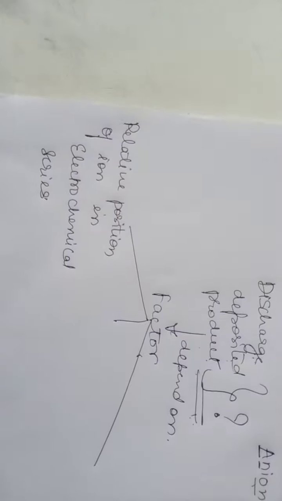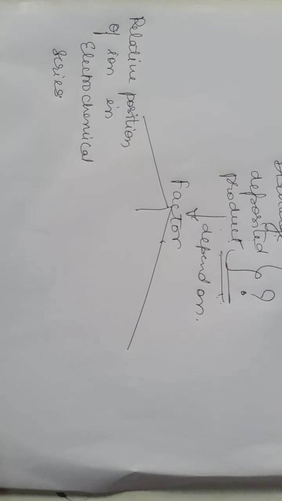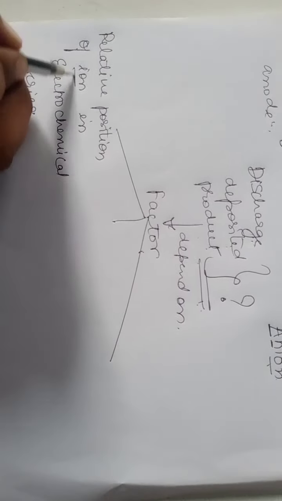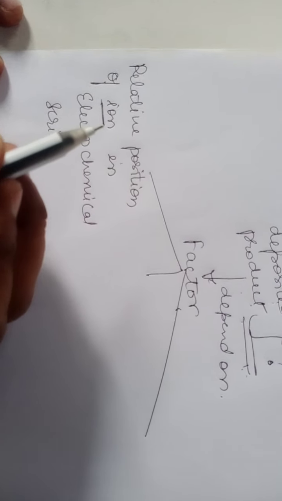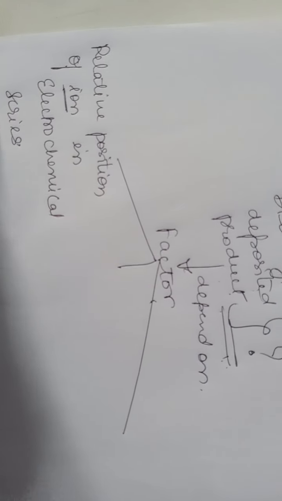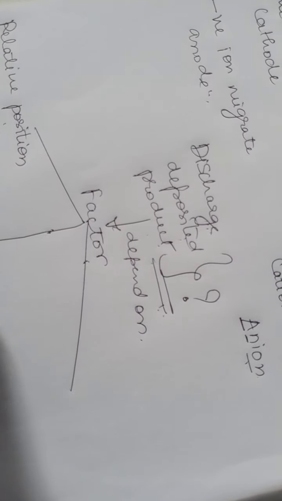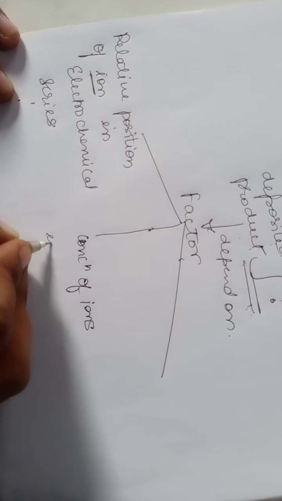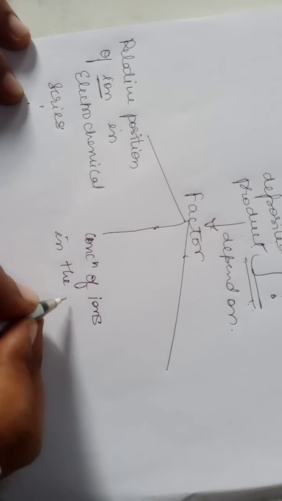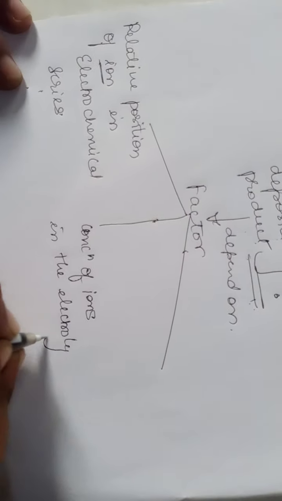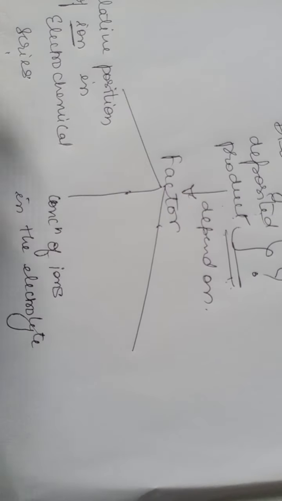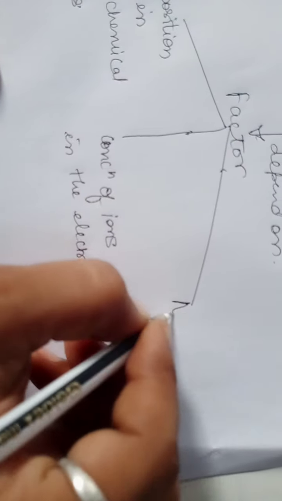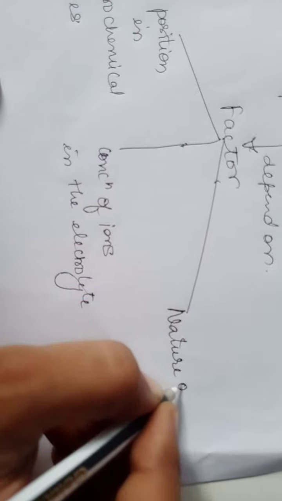Are you getting? The first is your relative position of the cation or the anion. Ion means both positive or negative ion in the electrochemical series. The first factor will depend on this. The second factor will depend upon the concentration of the ions in the electrolyte. This is the second factor. The third factor will depend upon the nature of the electrode we are using.